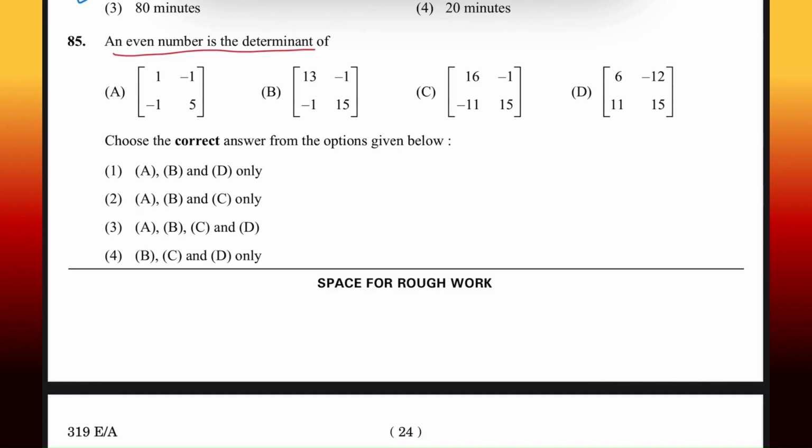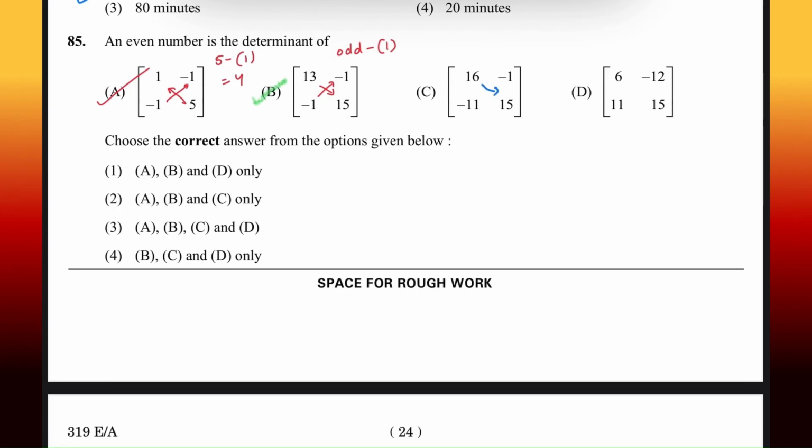An even number is the determinant of which of the following? Okay, so what is the determinant? The determinant for the first matrix is 5 minus 1 into minus 1, which is 1. So 5 minus 1 is 4. So yes, the determinant is even. In matrix B, 13 into 15 is an odd number, minus 1 into minus 1, that is 1. So odd number minus 1 is an even number. Yes, option B gives an even determinant.